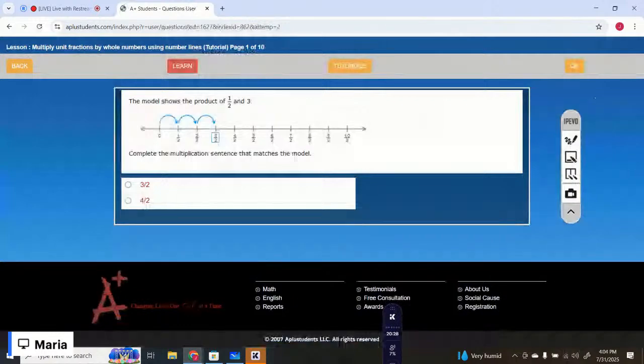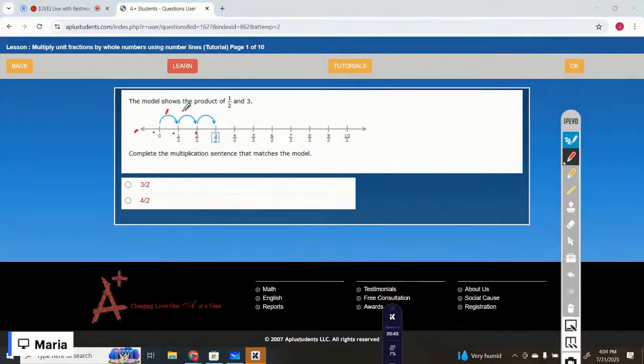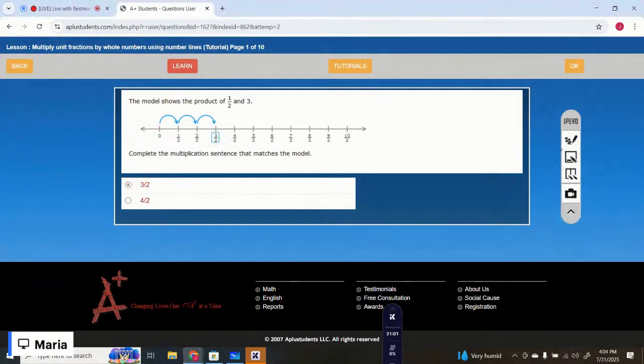The model shows the product of 1 by 2 and 3. One, 2, 3. So we started at 0 and we end up at 3 by 2. The product of 1 by 2 and 3 is 3 by 2. Option number 2 is the correct option, that is 3 by 2.